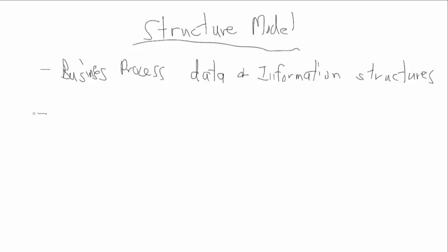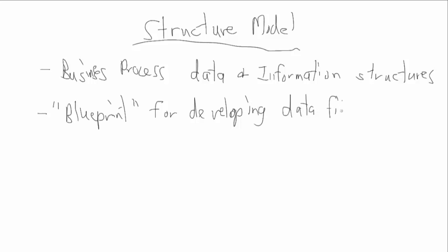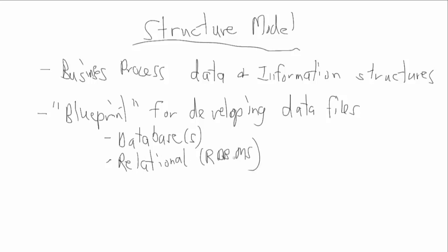So you can think of the structure model as being kind of a blueprint, if you will, for developing the data files. And in most cases nowadays, that means the databases. Those databases are generally relational databases. That's a relational database management system. And relational databases are the databases that accumulate transaction and transaction-based activities for ERPs.